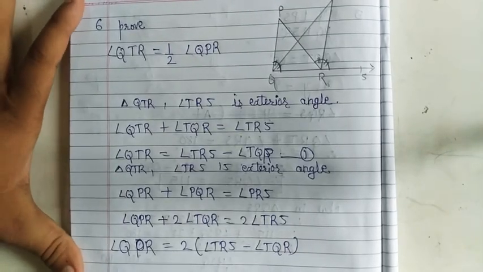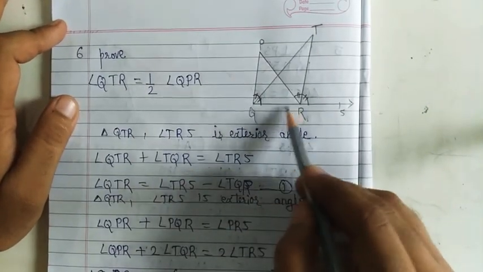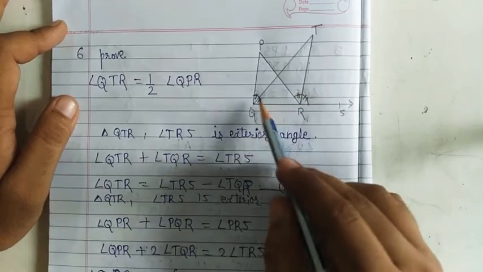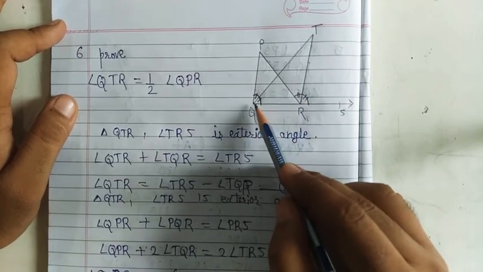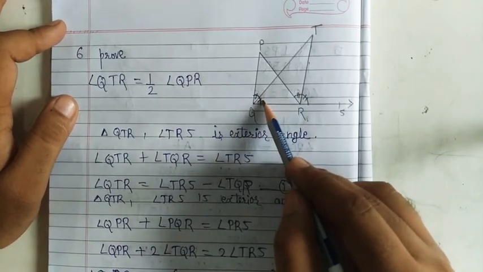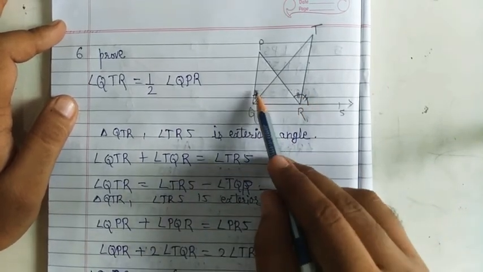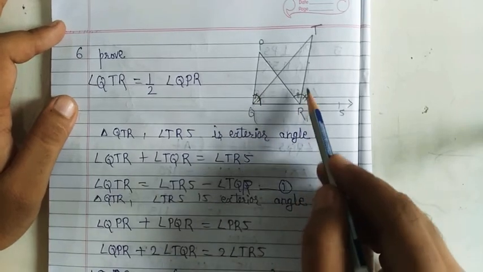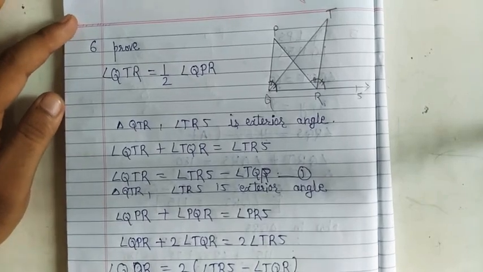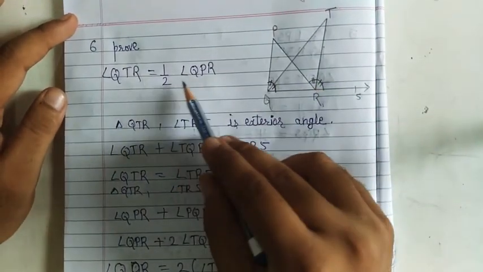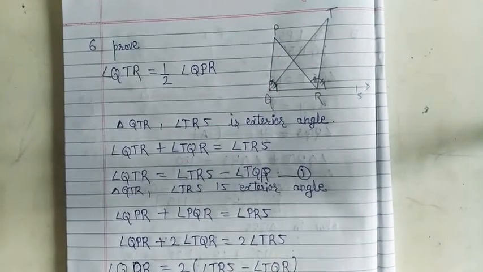Now friends, question number 6. In this figure, as given, there is triangle PQR and triangle QTR, two triangles, and the base is the same, one side is the same. This line means these two angles are the same, and this line means these two angles are the same. Here one line, here two lines, means this is the bisector of PQR and this one is the bisector of PRS. And we have to prove that angle QTR is equal to half of angle QPR. We have to prove that.